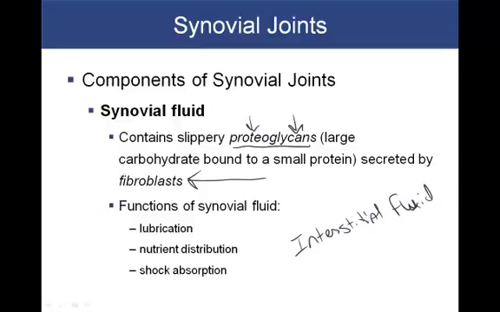Functions of the synovial fluid: they lubricate, they help distribute nutrients to all the cells within this joint capsule, and it serves as shock absorption. As you jump, the weight of your body presses down on the knee joint, and the synovial fluid helps to absorb some of that shock and distribute it evenly to the lower extremities.